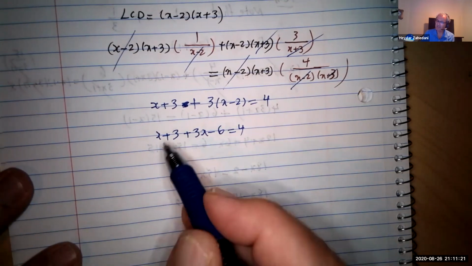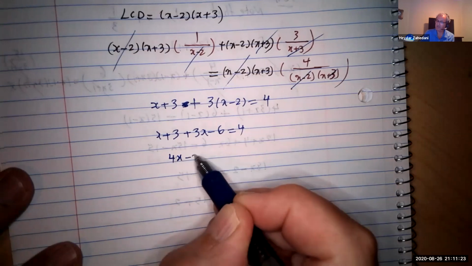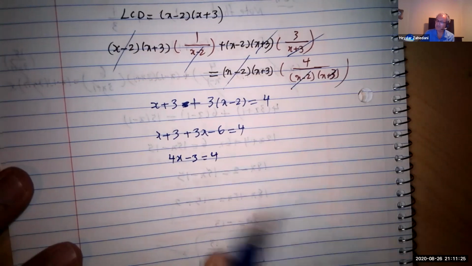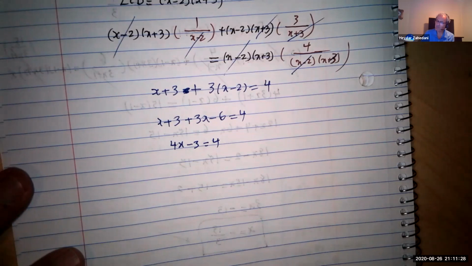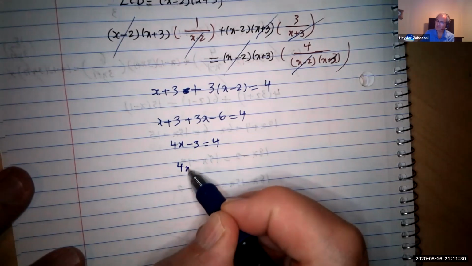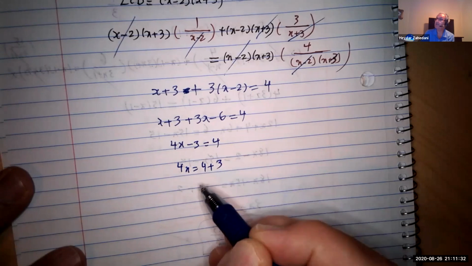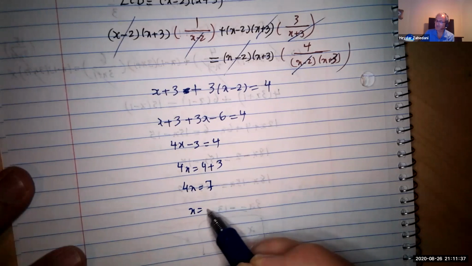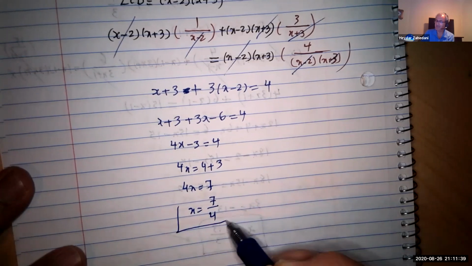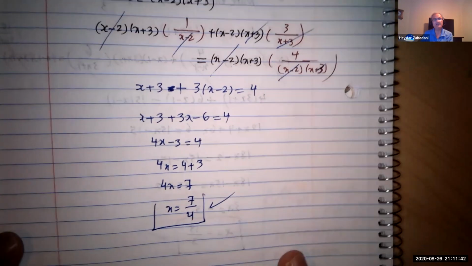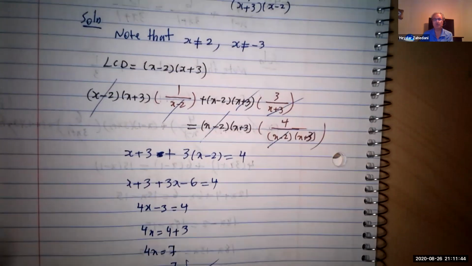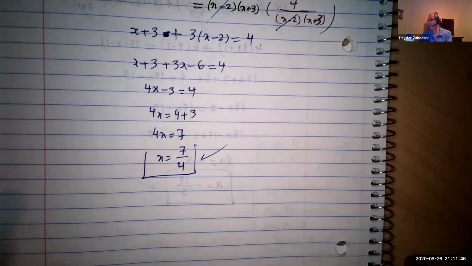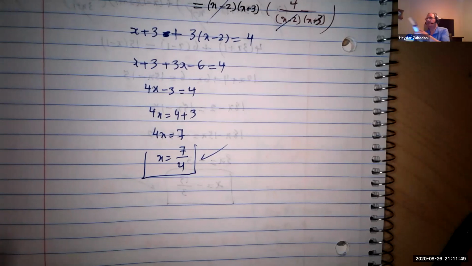Combine the like terms, that gives you 4x minus 3 equal to 4. So that gives you 4x equal to 4 plus 3, so you end up with 4x equal to 7. So x would be 7 over 4. And it's a valid solution because you see nothing to do with the 2 and the negative 3. Okay, so just be careful to identify the domain of the equation first, and then you'll be fine.